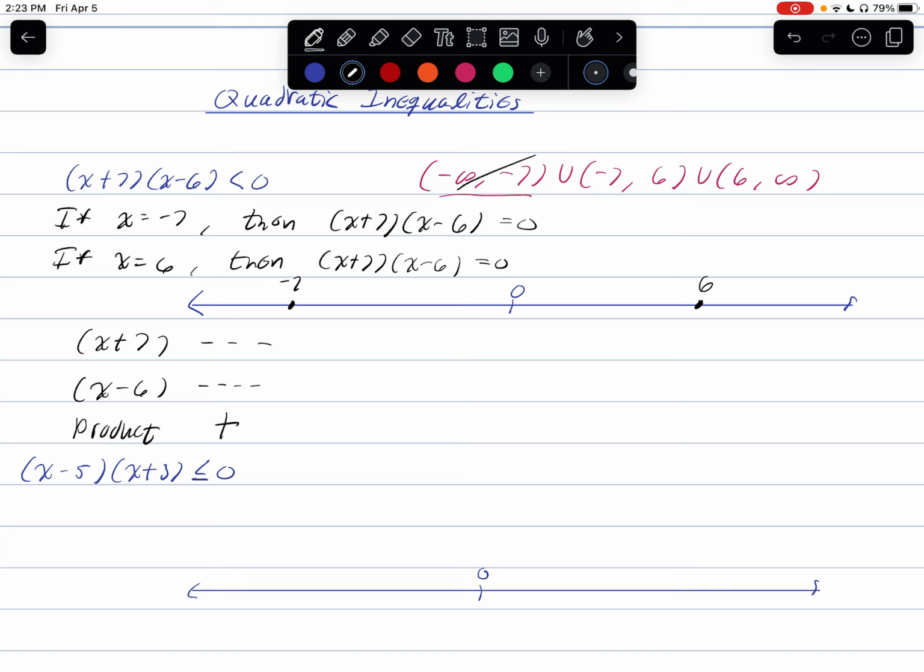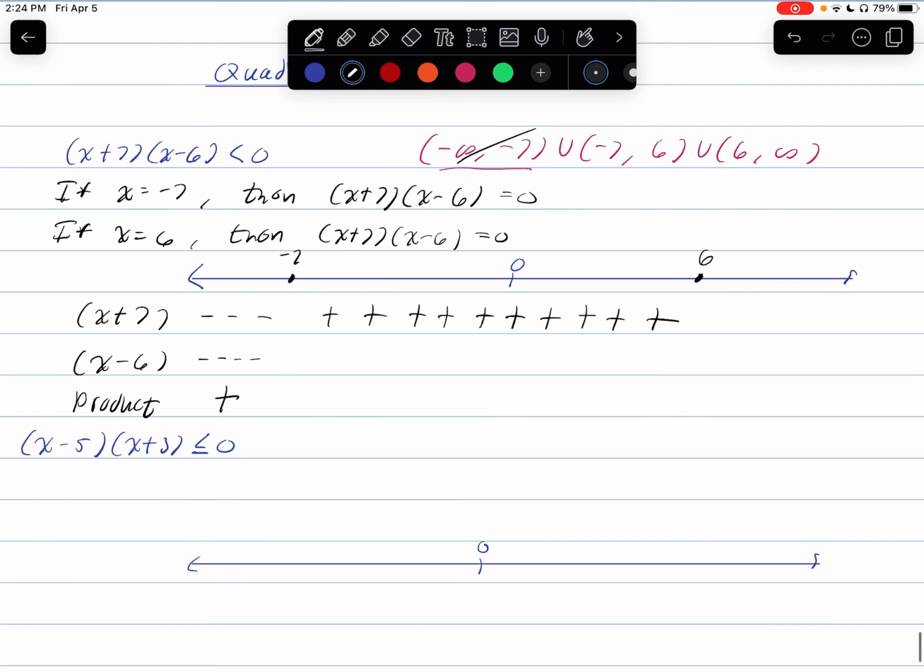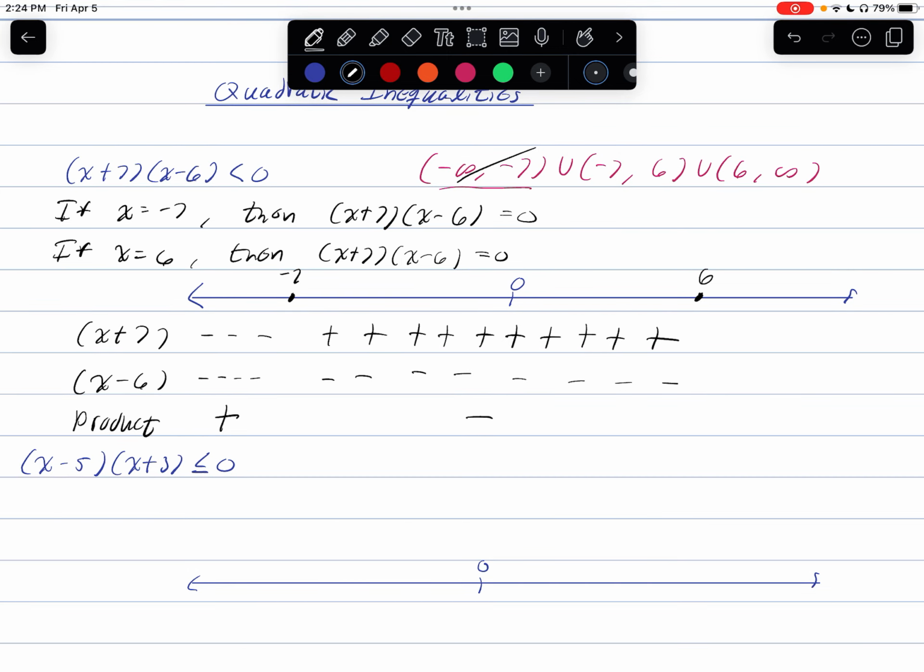Okay, let's try the interval from -7 to 6. If you have an interval that includes 0, I always like using 0 as your test value. So on this interval, 0 + 7 is going to give us positive all along here for x + 7. Everything from -7 to 6 is going to be positive. And then 0 - 6 is going to be negative for this entire interval. So we have a positive times a negative, and their product is going to be negative. That means the interval from -7 to 6 is going to be part of our solution.